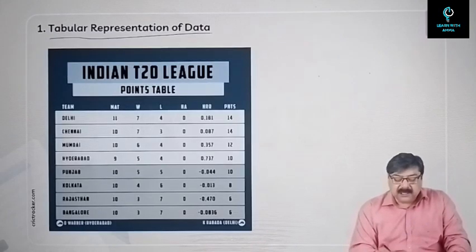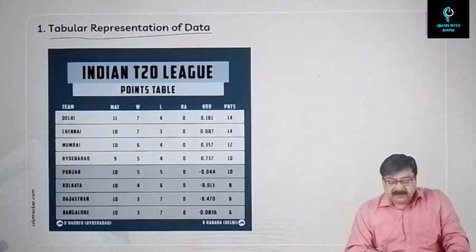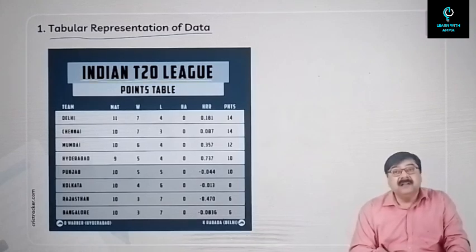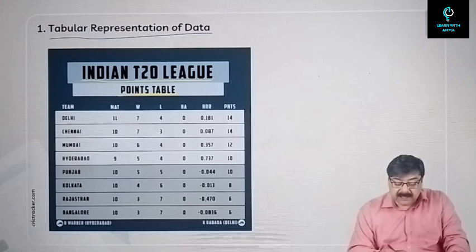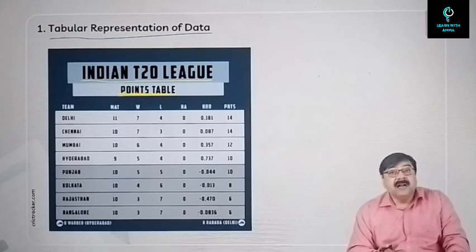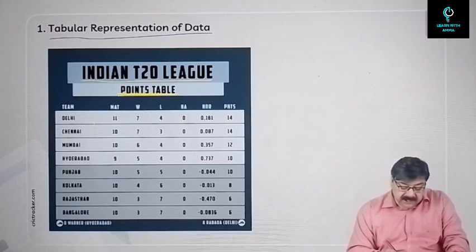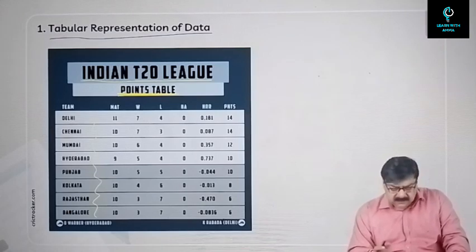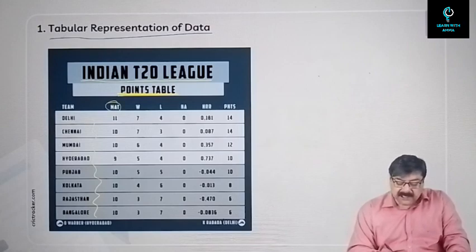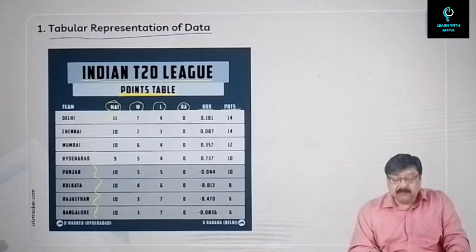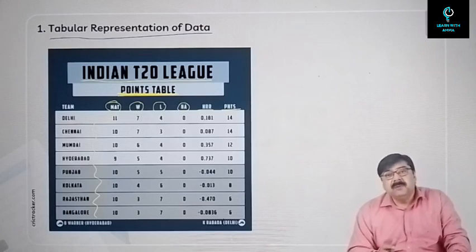Well, tabular representation of data. There is an example in front of you. The Indian T20 League. For that, a table is given to you. And what is that table? It is the points table, the one that we eagerly wait for. Now, the teams are mentioned here. Delhi, Chennai, Mumbai, Rajasthan, and so on. The number of matches that they have played is indicated in this column. Then number of matches won, number of matches lost, no result, the net run rate, and the points earned is what is represented through this table, so that we come to know about the comparative performance of the teams.